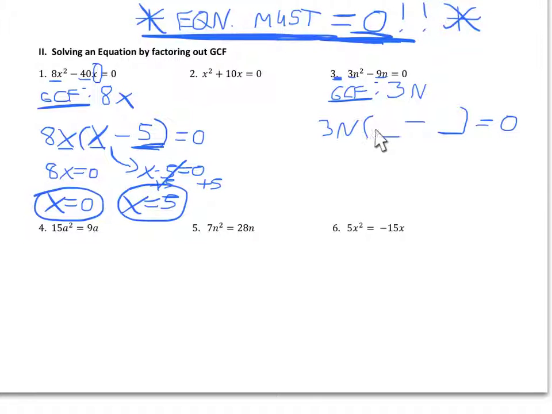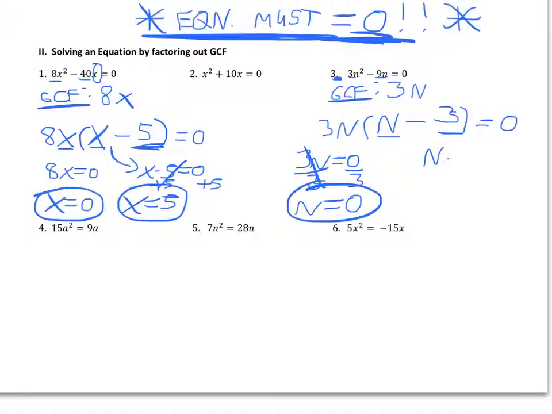3n times what quantity is going to give us 3n squared? Well, it's just going to be n. And then we ask ourselves, 3n times what quantity gives us 9n? 9 divided by 3 is 3, so I just have 3. And again, I already pulled out an n, so I don't have to put an n with the 3. So most of our work is done. I take each factor, set it equal to 0. If 3n equals 0, we divide by 3, and 0 divided by 3 is still 0. That's one solution. Then I take n minus 3, set that equal to 0. If we add 3 to get n by itself, n equals 3. That's our second solution.